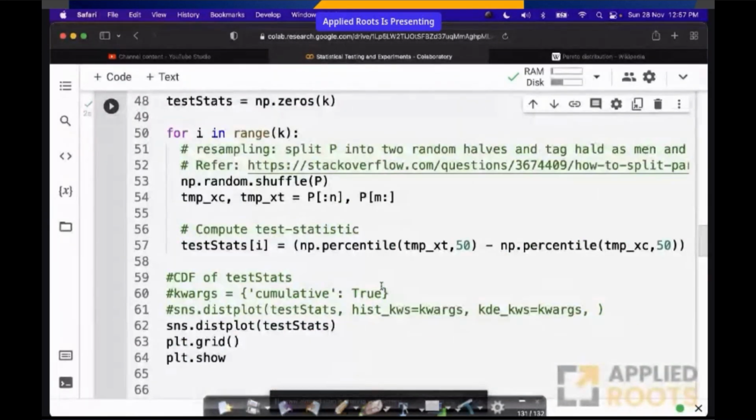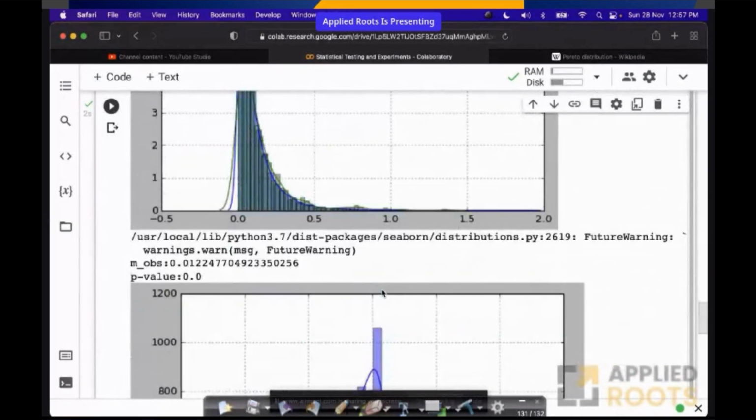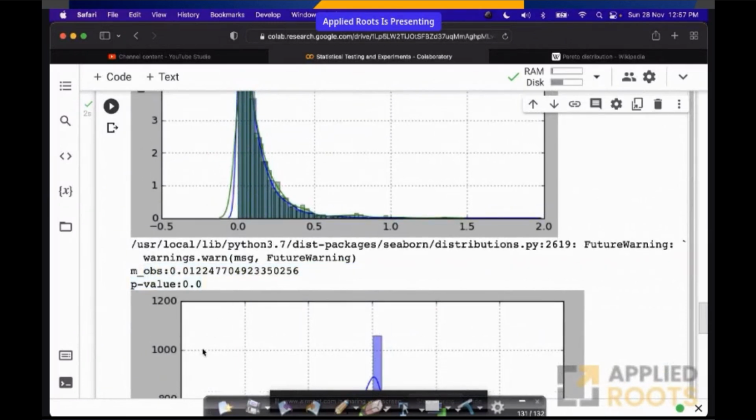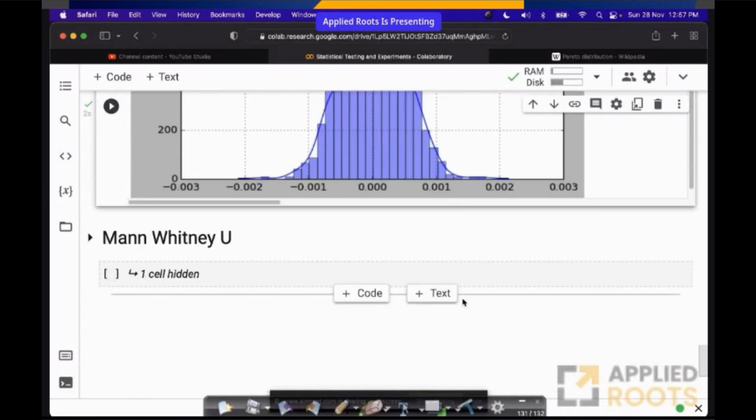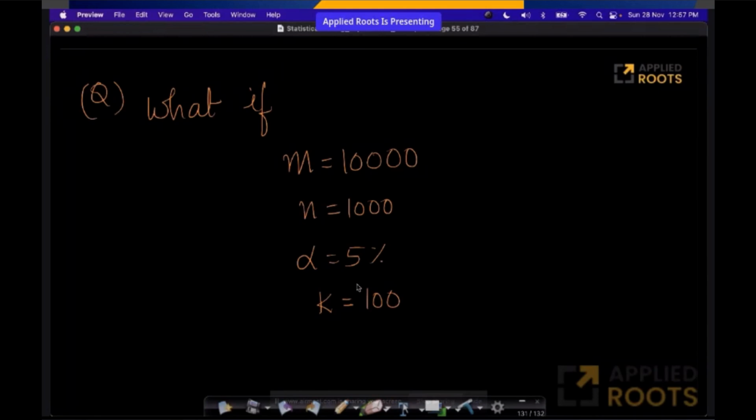And cool. So what happens? What is the p-value? I think it will be low. Yeah, it's close to 0%. Very, very good. So the idea here is you have to ask these questions. What happens if m is large, n is small, and k is small?